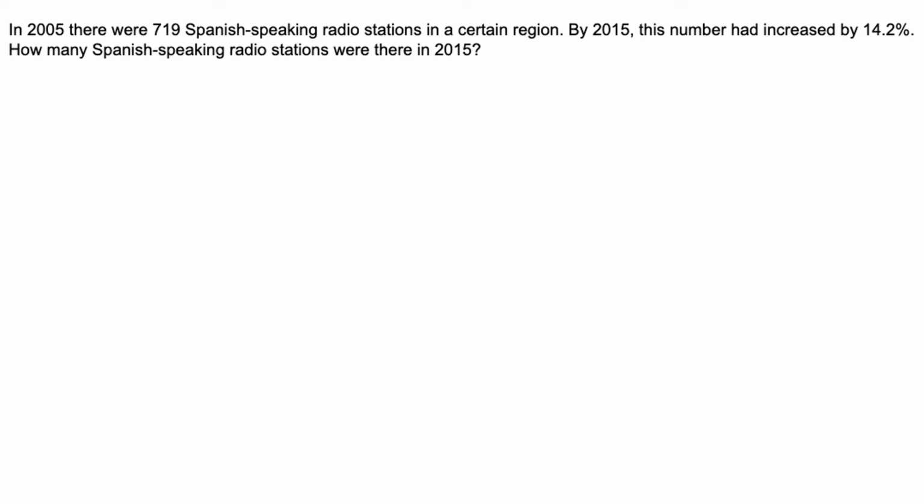In 2005, there were 719 Spanish-speaking radio stations in a certain region. By 2015, this number had increased by 14.2%. How many Spanish-speaking radio stations were there in 2015? So we're told that in the year 2005, there were 719 Spanish-speaking radio stations. We're also told that this number increased by 14.2%.